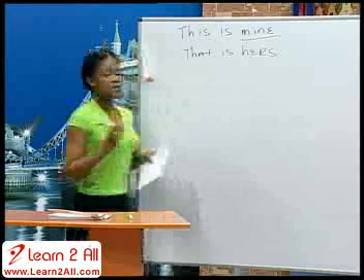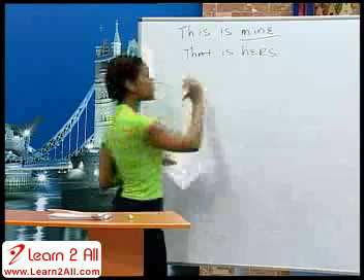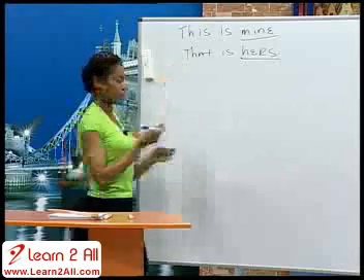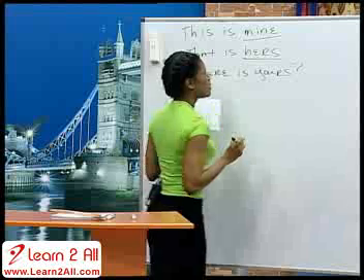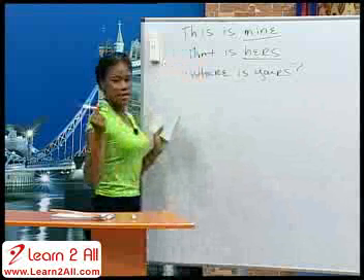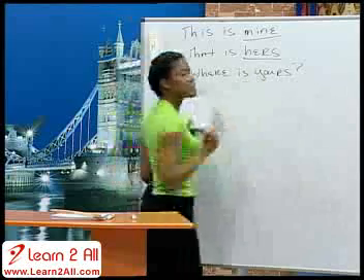Okay, so this pen is mine. That's hers. Okay? Alright, next one. Where is yours? So here is my pen. This is mine. That is hers. Where's yours? Right? Possessive pronoun.